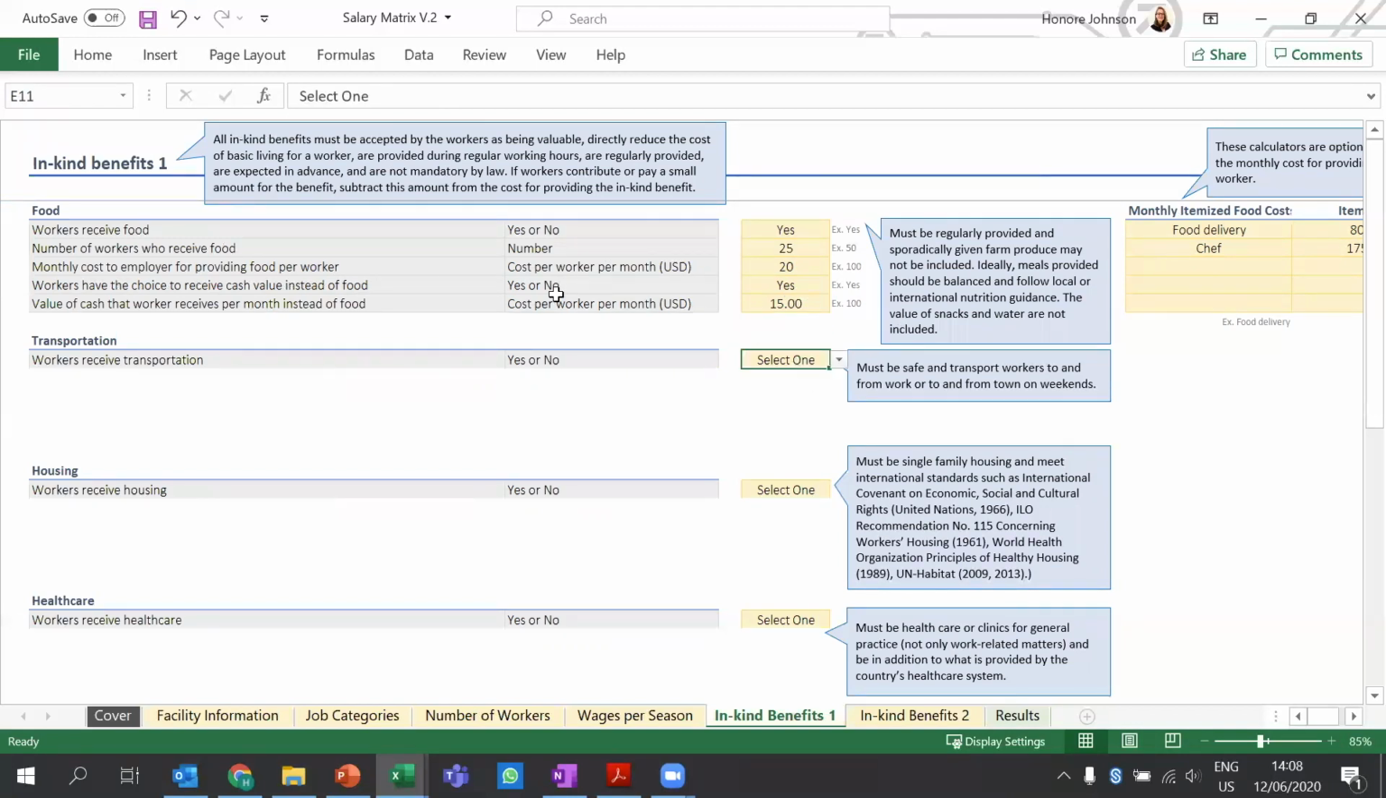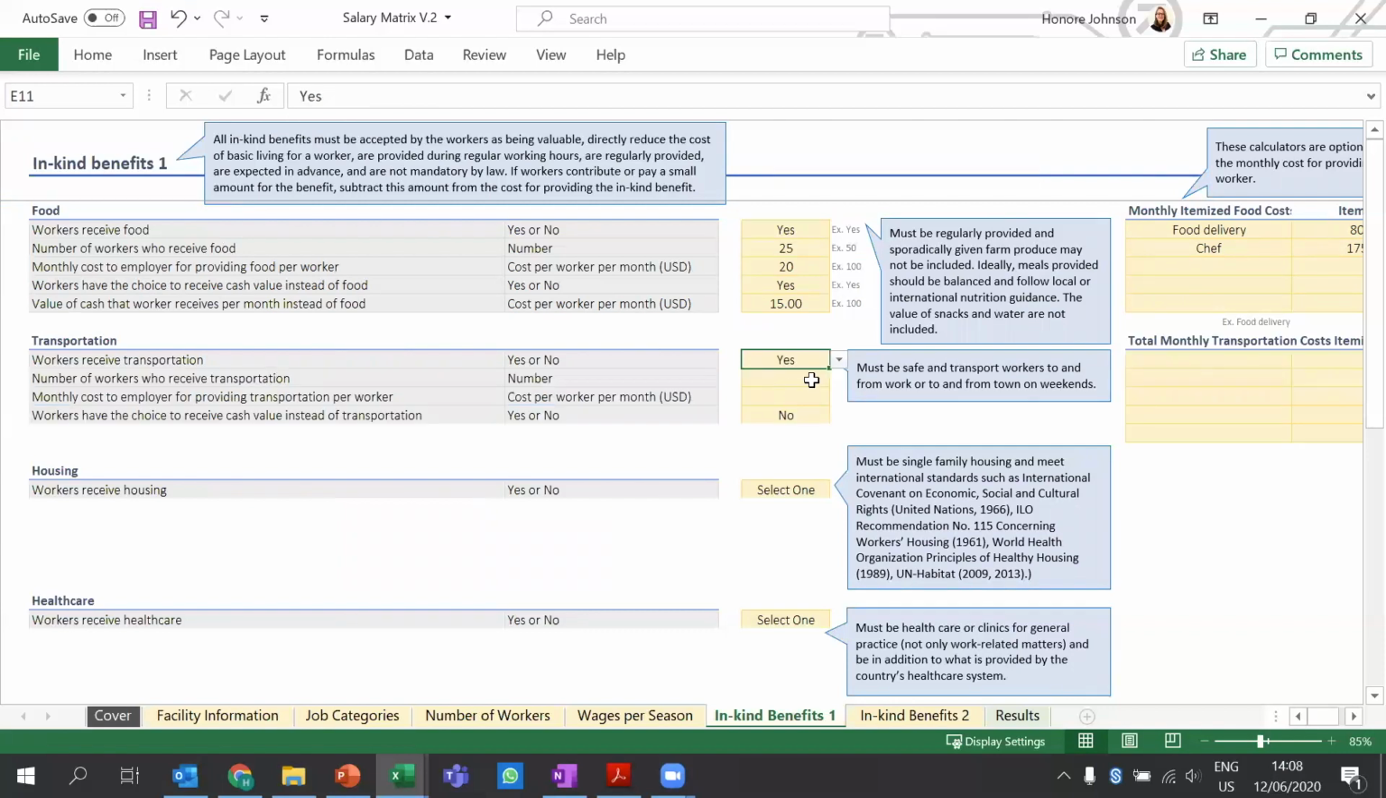We'll also fill out the example for transportation. We will say yes. And there are 3 workers who receive transportation per month. And because I already know the cost of providing this in-kind benefit per worker per month, I can enter the value of 10 here. And in this case, workers do not have the choice to receive cash value instead of transportation, so I will select no.